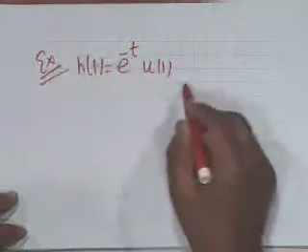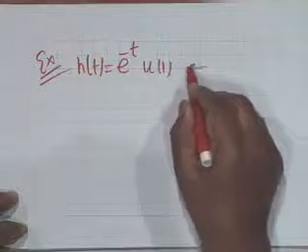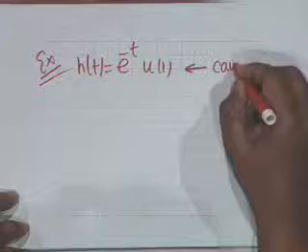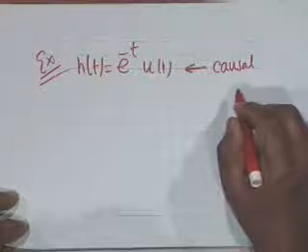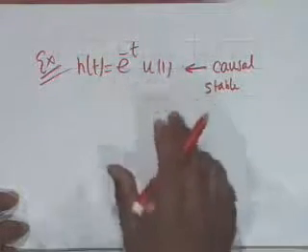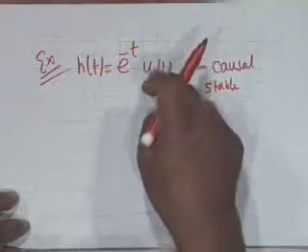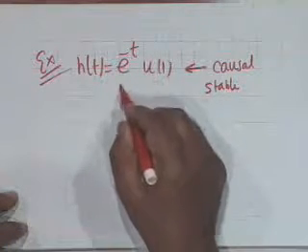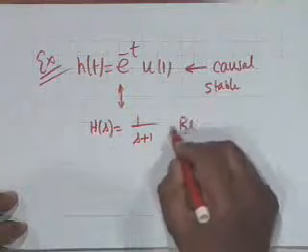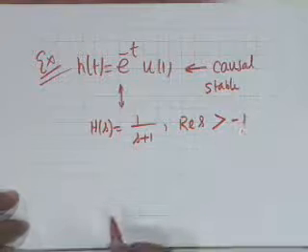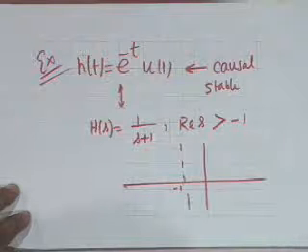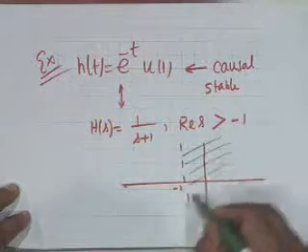Suppose my h(t) is this. From h(t) itself you can conclude that it is a causal system, isn't that right? And is it stable? Yes, it is stable. From h(t) itself you can conclude that, because h(t) is absolutely integrable and it's 0 for t less than 0. Now, if you go to the Laplace domain, H(s) equals 1 by s plus 1, and the ROC is real s greater than minus 1. This is minus 1 and this is my ROC.